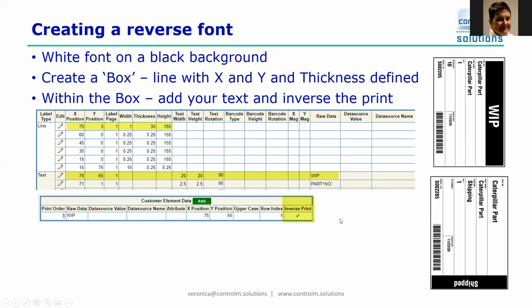Let's get back to fonts. Want to highlight something specific on a label? Create a black box and add some white text in it. What is listed here are the coordinates for the first label. The second label was created the same way, only instead of raw data, I used a data source of container status as the value to print in the box. In this case, the container was at a shipping status.